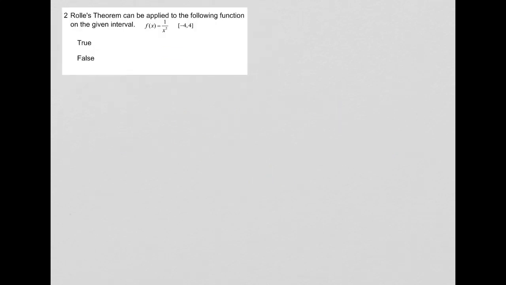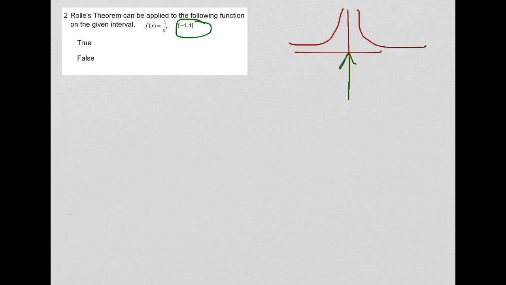So this one, same deal. Can it be applied? It's asking about the 3 criteria. So the first one, is it continuous? The function 1 over x squared is not continuous everywhere. So it looks like this. So at 0, right here's my problem. If that falls in my interval, that's going to cause a problem. It does fall in my interval, so it's not continuous, which means we don't have to continue the other criteria. So since it's not continuous, the answer is false. No, it cannot be applied.